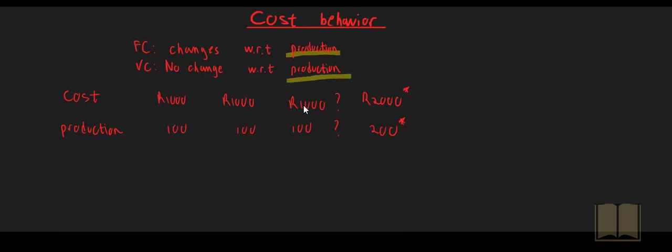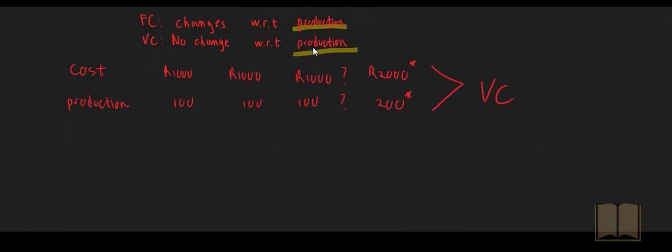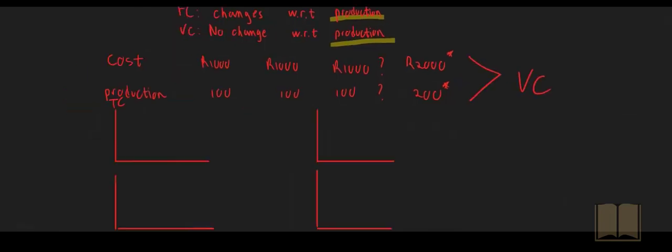The key thing is not whether it changes or not, it's about whether it changes in relation to production. So if production stays the same and the cost remains the same, it doesn't mean it's a fixed cost. It's about what happens when production changes.